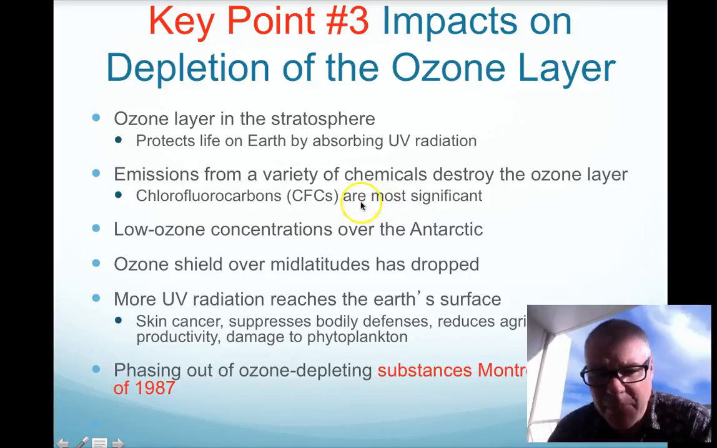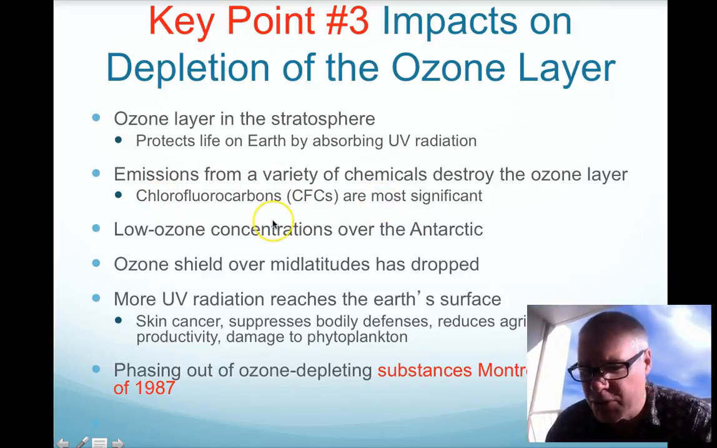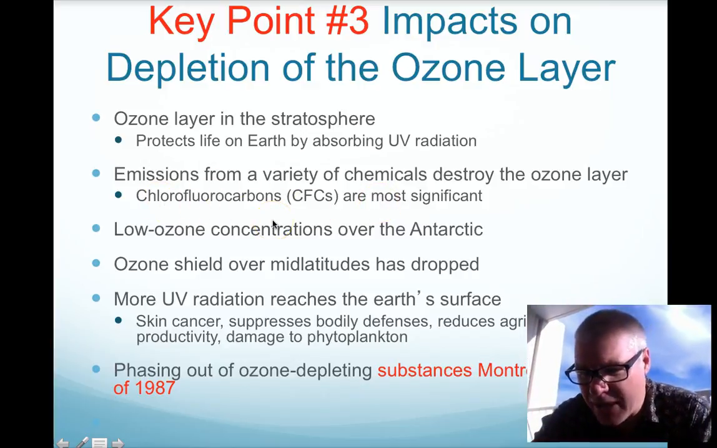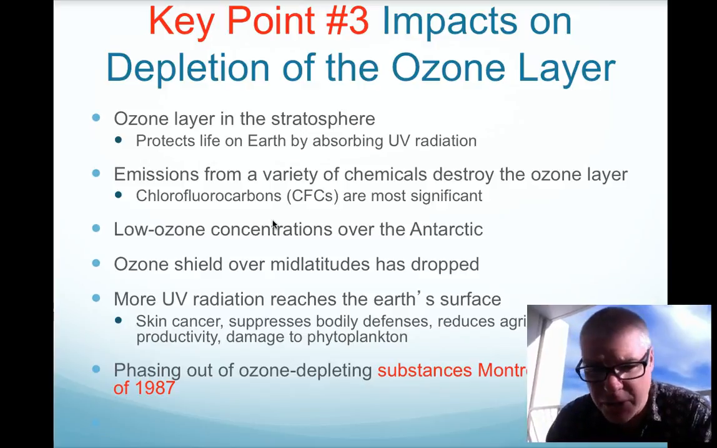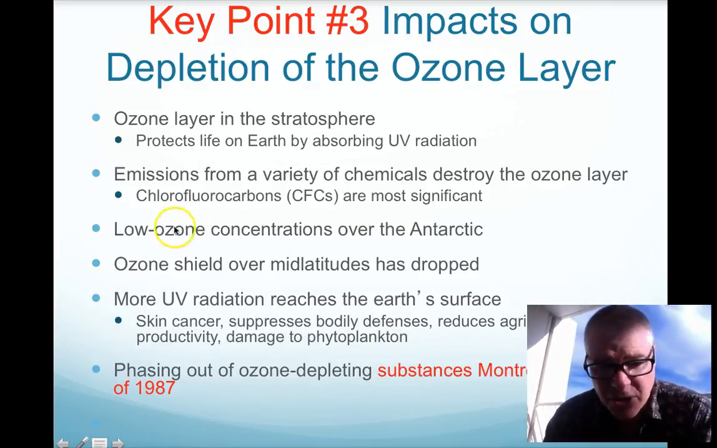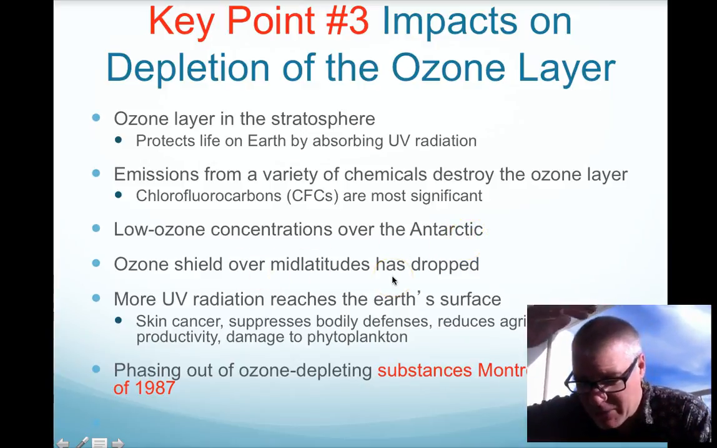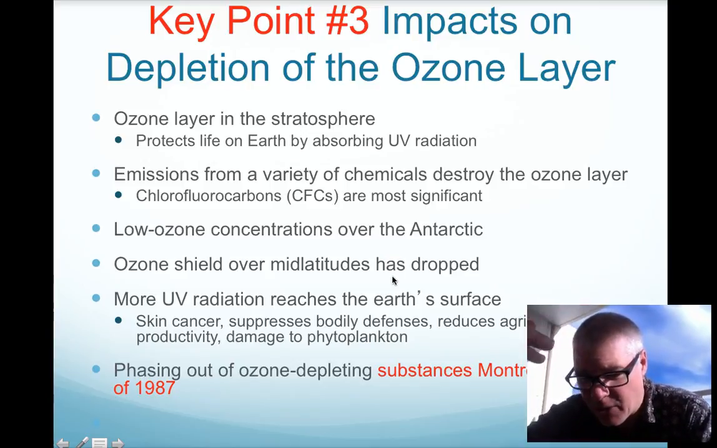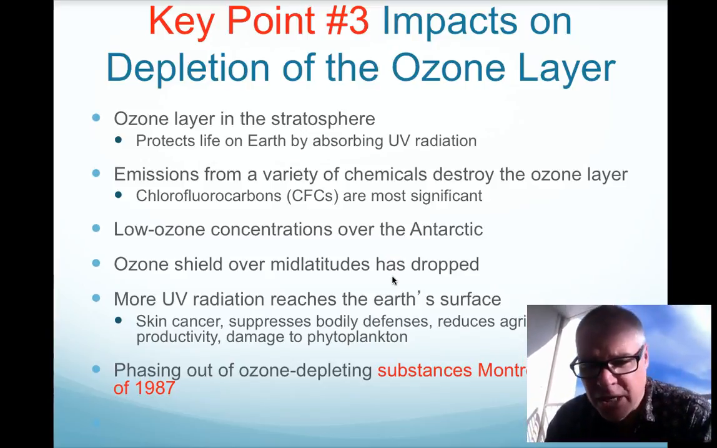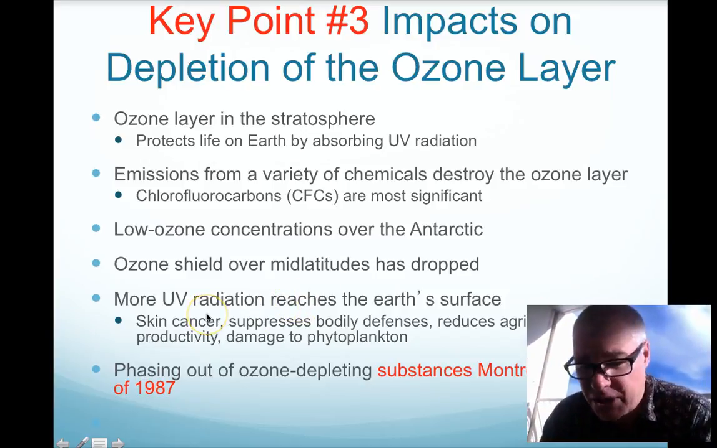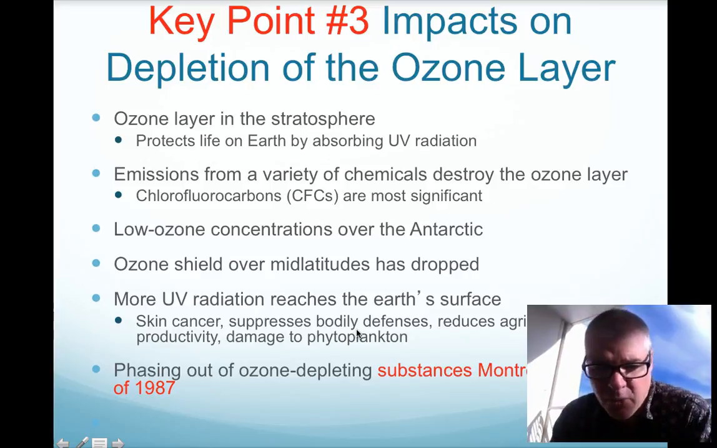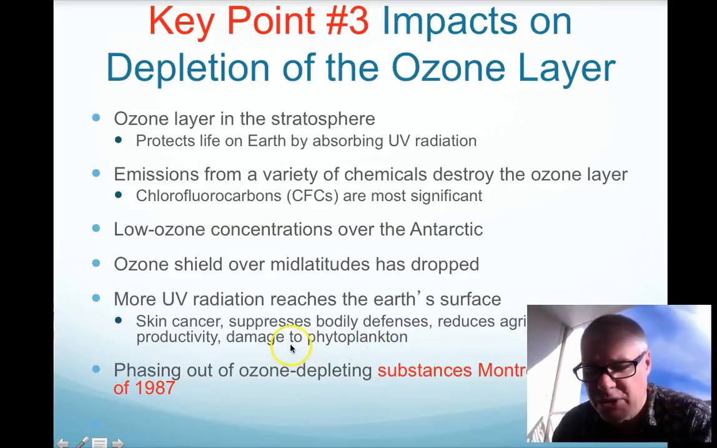But one of the things that started happening is these things like chlorofluorocarbons, which are artificial chemicals, would go up into the stratosphere and destroy ozone molecules. And so it caused low ozone concentrations over the Antarctic, but also in other parts of the world. And so you have this shield essentially in the atmosphere getting thinned out. It's not blocking ultraviolet radiation quite as much. So what we get from that is more skin cancer in humans. It also can suppress immune systems, reduces agricultural productivity, and also damages phytoplankton in the ocean.